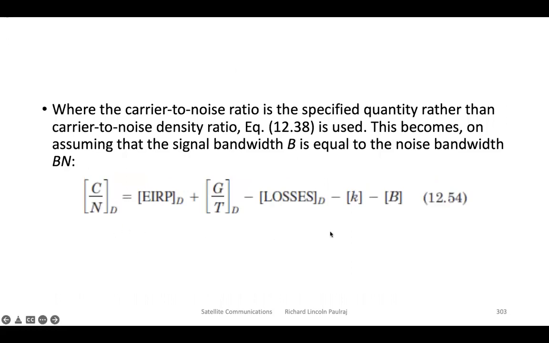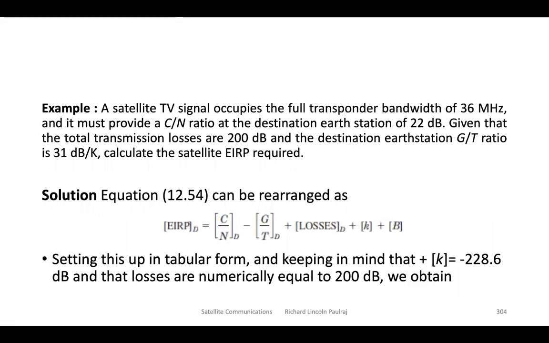This is nothing but your noise bandwidth, BN, sometimes referred to as B. All this refers to how much bandwidth is allocated for each noise signal, or the combined noise signal. Now a simple example giving us the values with respect to carrier to noise ratio, losses, Boltzmann constant, and the value of B.